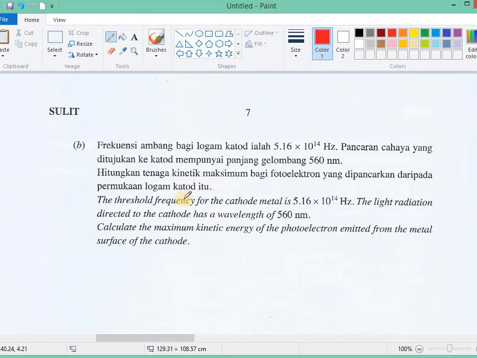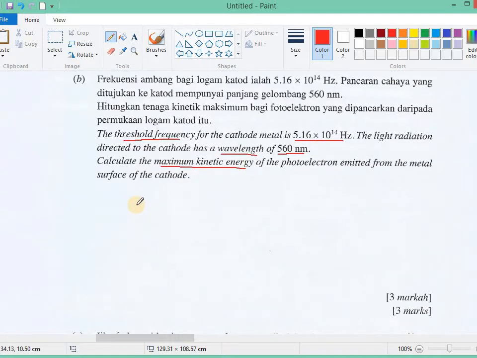Okay. Next. The threshold frequency for the cathode metal is 5.16 times 10 to the power of 14 Hz. The light radiation directed to the cathode has a wavelength of 560 nanometer. Calculate the maximum kinetic energy of the photoelectron emitted from the metal surface of the cathode. We answer this with the equation of Einstein's photoelectric theory, to calculate the maximum kinetic energy.